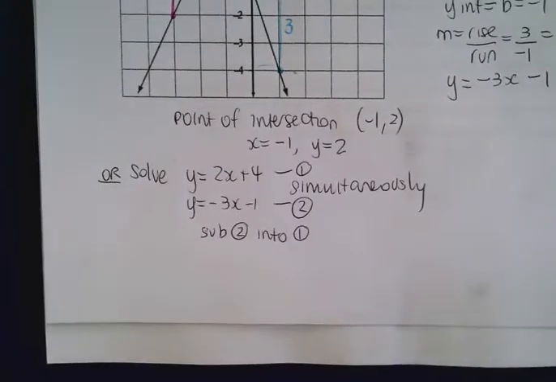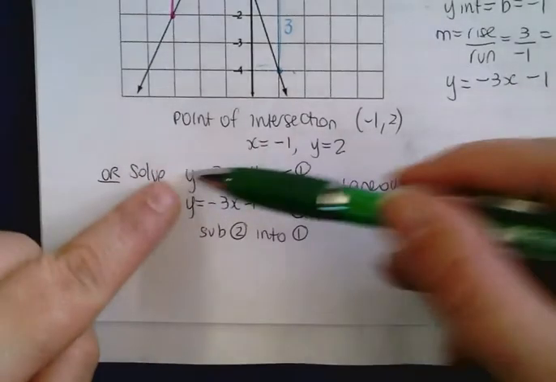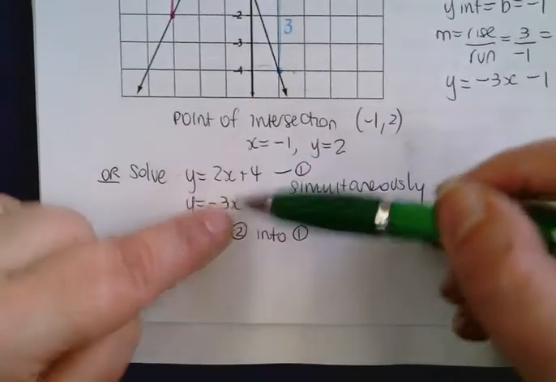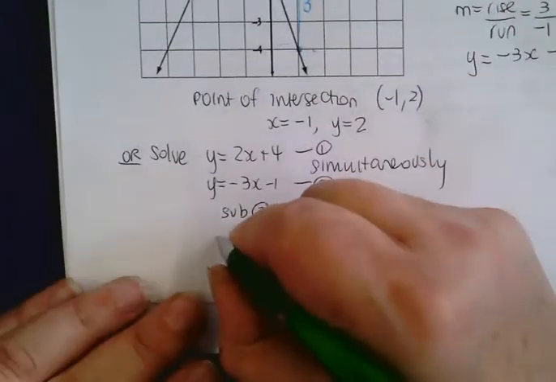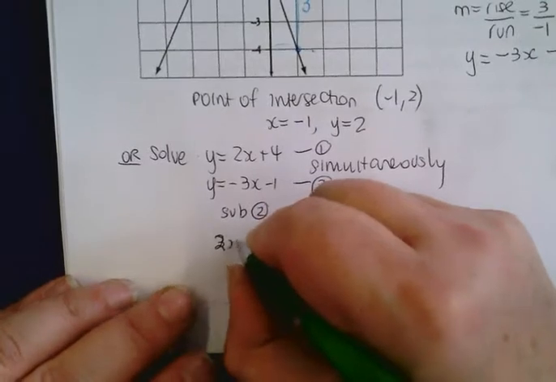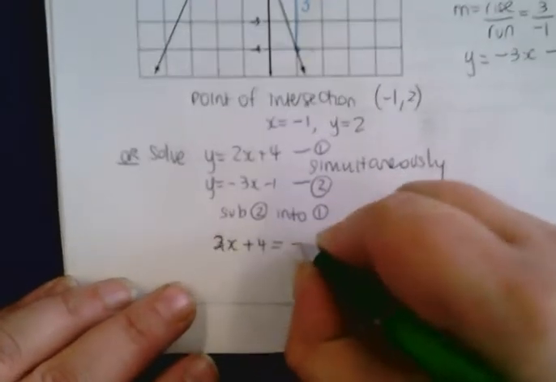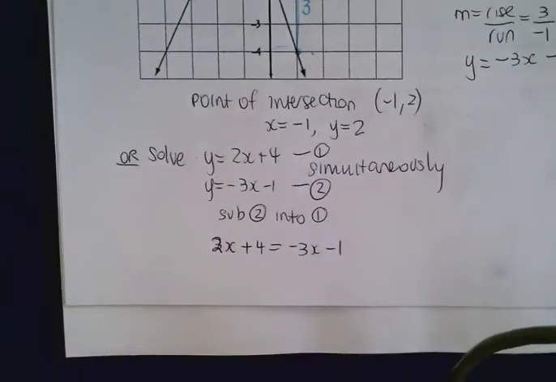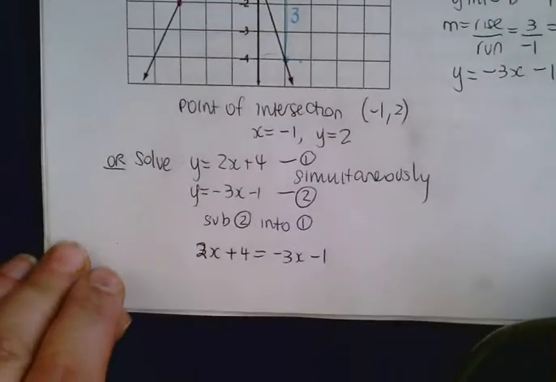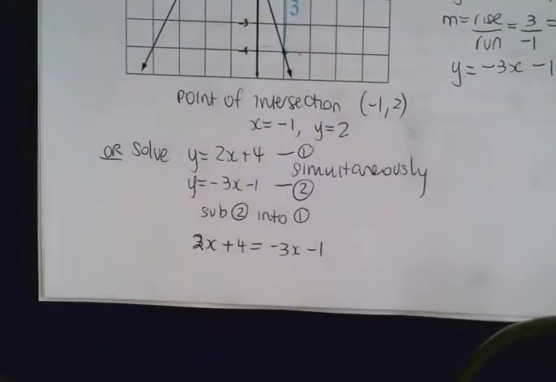But this is the best type of simultaneous equation to solve. If y equals that and y equals that, then don't the two equal each other? Yeah. So this is the easiest type to solve. So therefore 2x plus 4 equals negative 3x minus 1. Now it doesn't matter if I write sub 2 into 1 or sub 1 into 2 for this type.